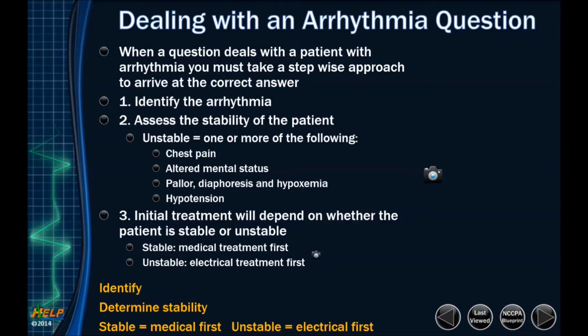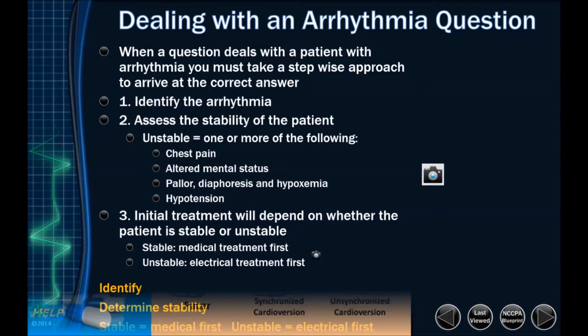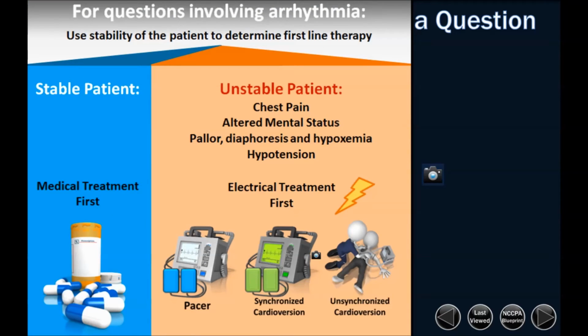How about dealing with an arrhythmia question? The truth is it all hinges about the stability of the patient. If your patient is unstable, it's always electrical treatment first. And this is even easier, for example, with bradycardia. It doesn't make a difference if the bradycardia is sinus bradycardia, if it's third degree heart block, if it's second degree type 1 or 2. It doesn't make a difference why.